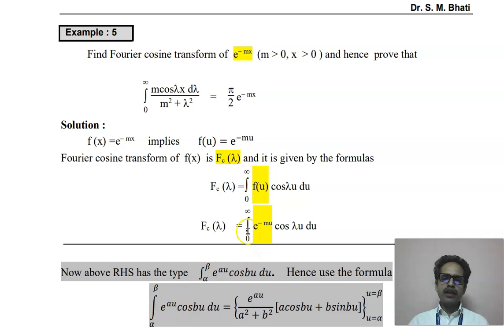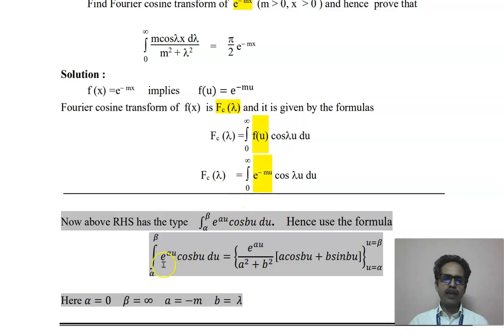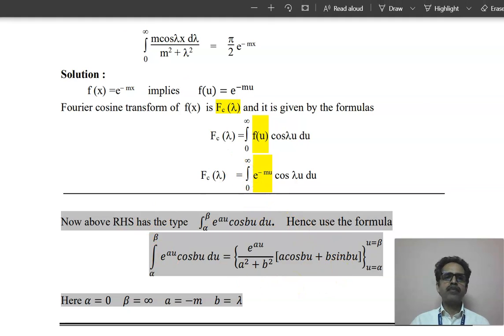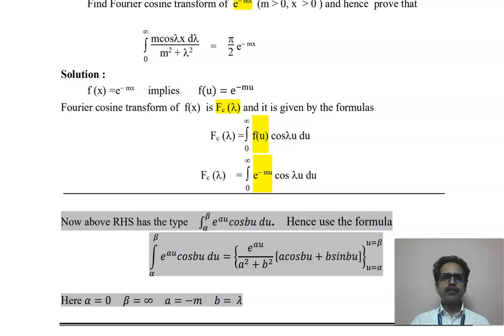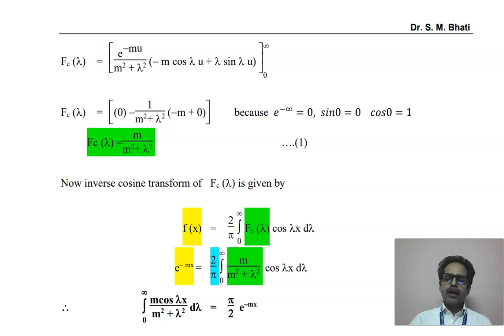Now if we compare this right side with the left side, we can easily get the values. Alpha is the lower limit, which is 0, so alpha is 0. Beta is the upper limit, which is infinity, so beta is infinity. Here a becomes minus m and b becomes lambda. Note that u is the variable of integration and lambda is constant. So simply applying the formula, we get this kind of right hand side.